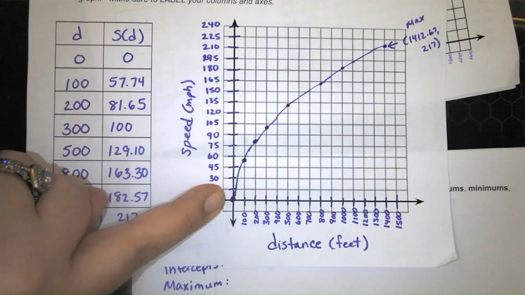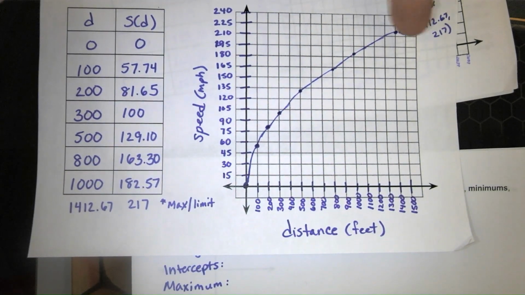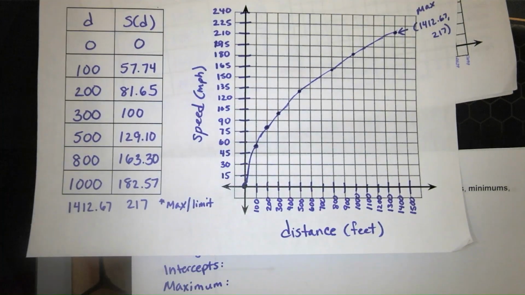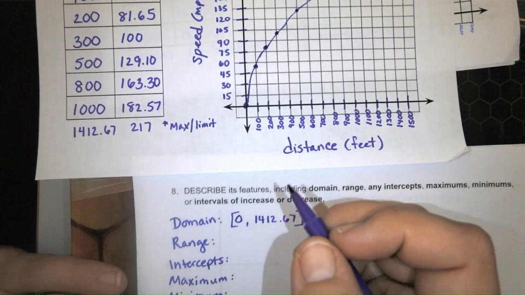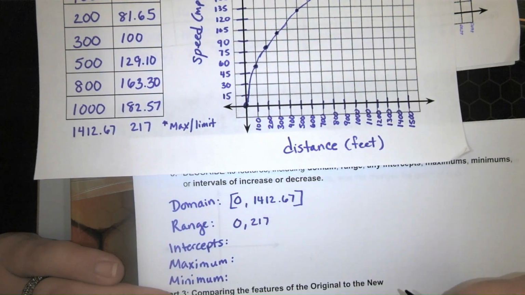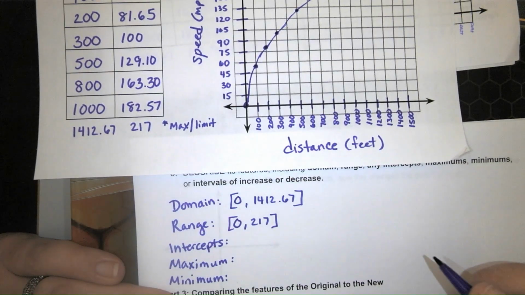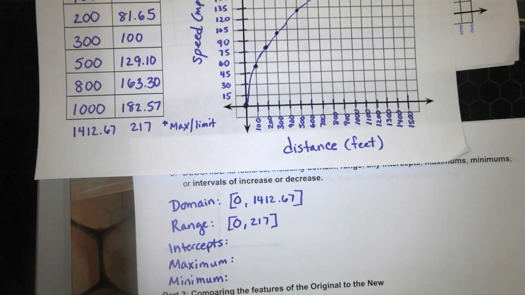Looking at the range, I'm going to start at the bottom. The lowest it has is 0. The highest it has, it goes all the way up to the top. The highest is our max speed, which is 217. So when I write this one, it's going to be from 0 to 217. And we're going to include both of those because your car can go 0 miles per hour and this car can go 217 miles per hour. And it can go any speed between those as well. That's why we use this interval notation instead of just listing out discrete values.